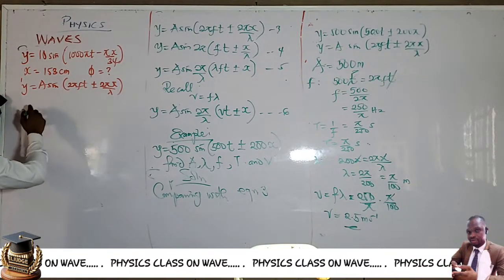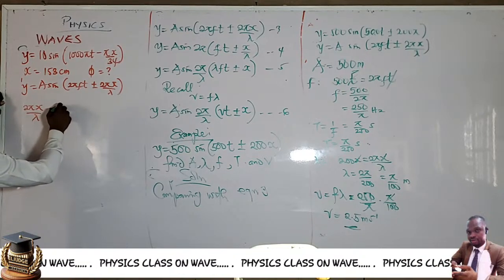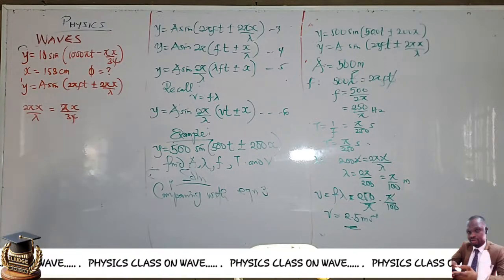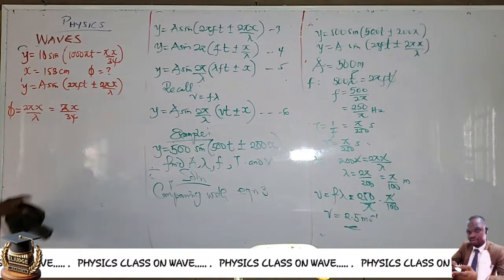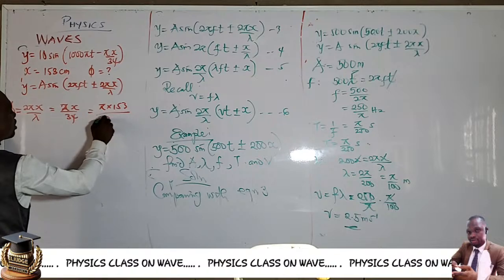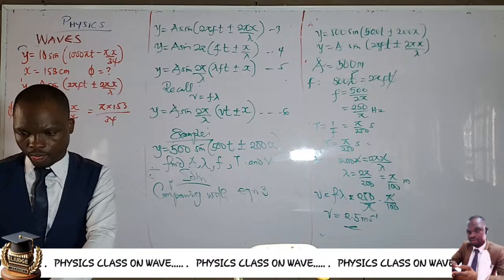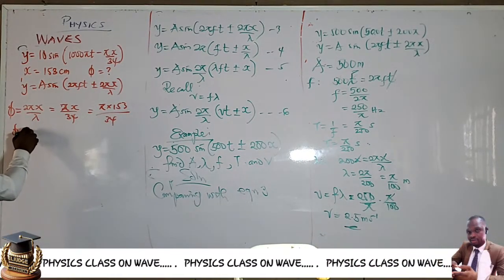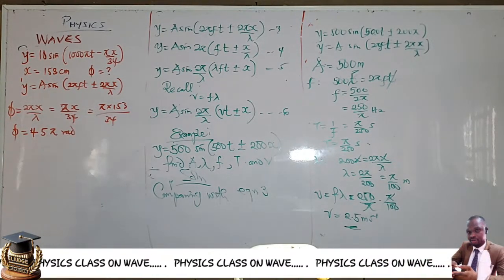So let's look at it. In this case, we can say that 2 pi x over lambda is the same thing as 2 pi x over 34, which is our phase angle. So our phase angle or phase difference is this. When you input the values, times 153 over 34, and use the calculator, we have phi as 4.5 pi in rads. That's radians.